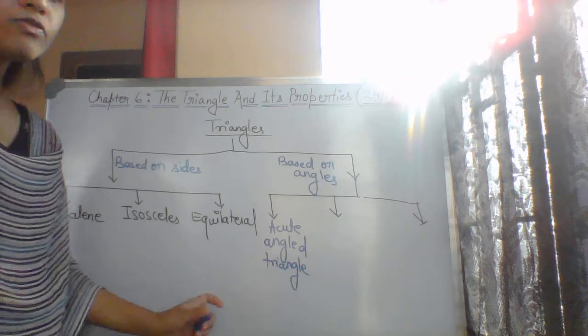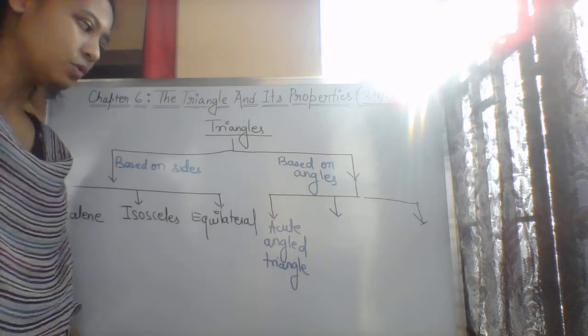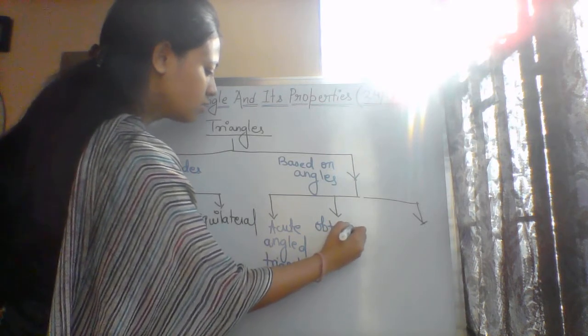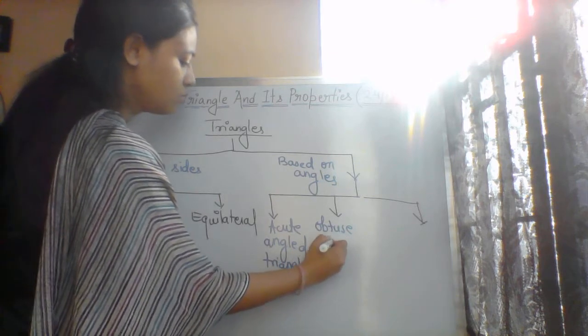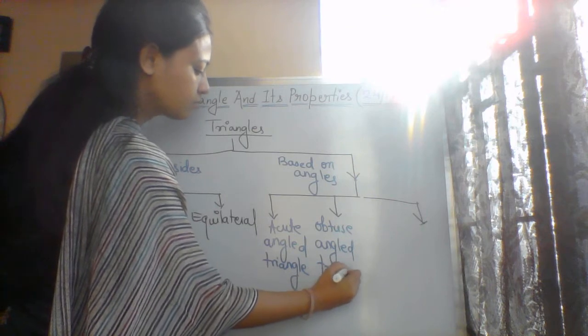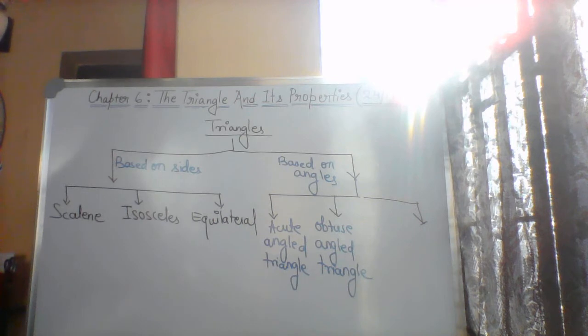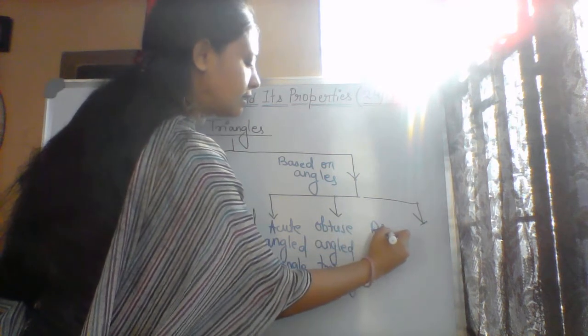Next, if one of the angles is an obtuse angle, then it is an obtuse angled triangle. And if one of the angles is 90 degrees, then the name related to it is right angle triangle.